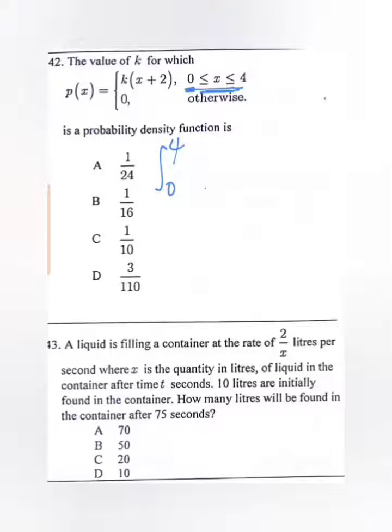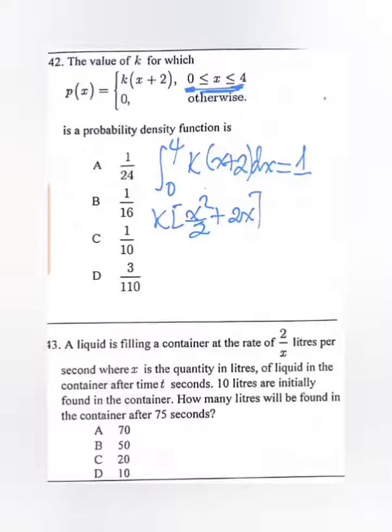The limits are from 0 to 4 of the function which is k into x plus 2 dx, and this should give us 1, since the sum of all the probability values that the random variable can take would always be 1. And so we have k into the integral of x, which is x squared over 2, plus the integral of 2 with respect to x, which is 2x, and we are taking from 0 to 4. It should be equal to 1.